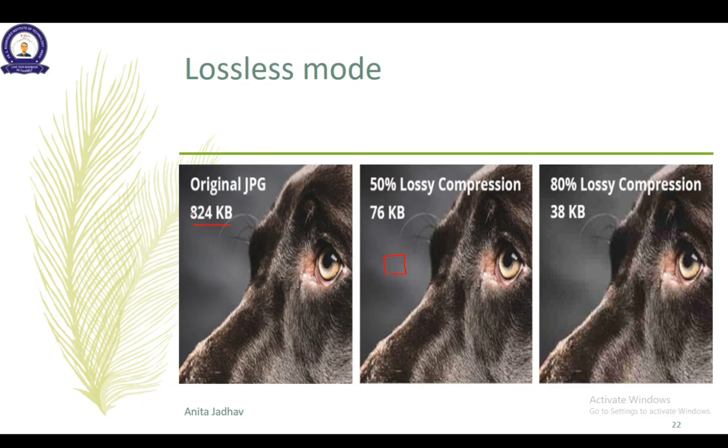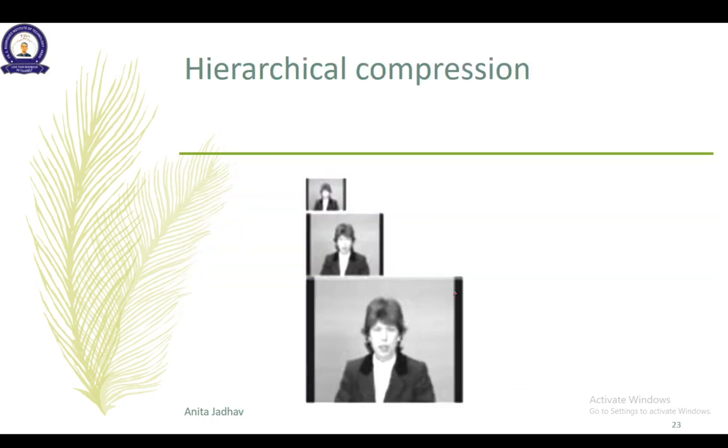Your original JPEG is 824 KB, and then you have 80% lossy compression reducing the size. Then you have hierarchical compression, where initially I can see only this detail, but the moment I go on zooming it, it will go on giving me the details. That is your hierarchical compression. So these are the modes of JPEG compression in which it works.